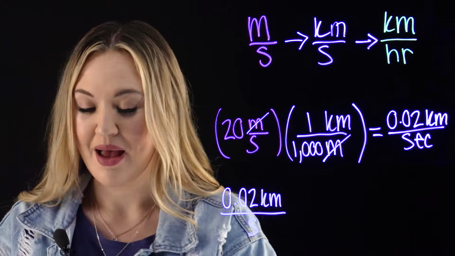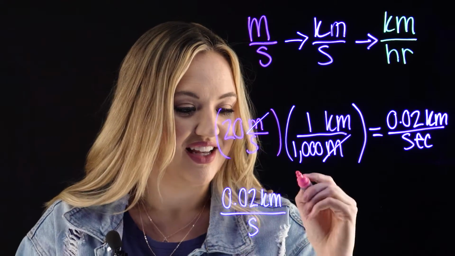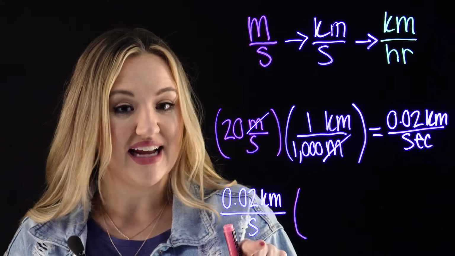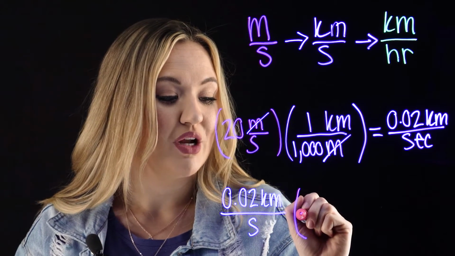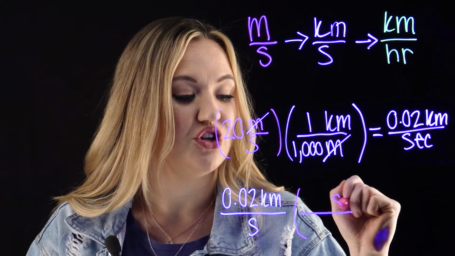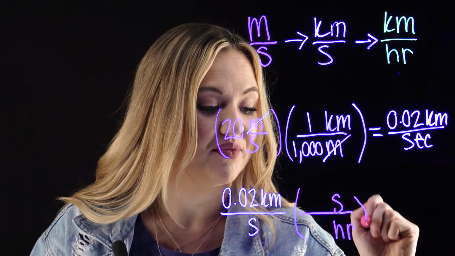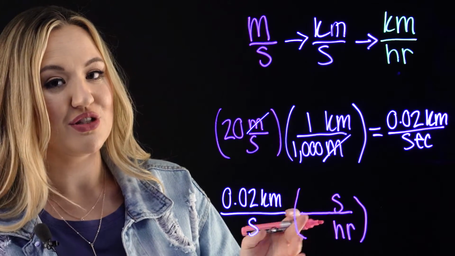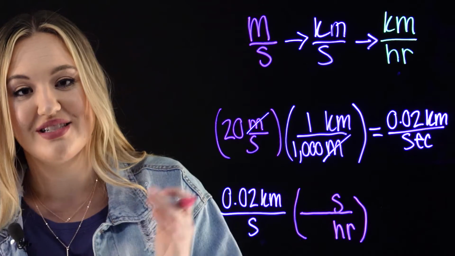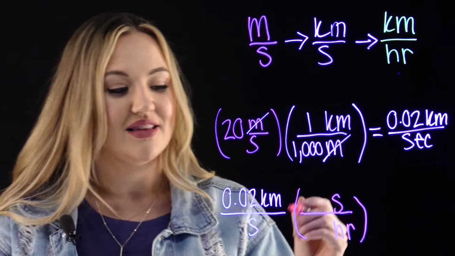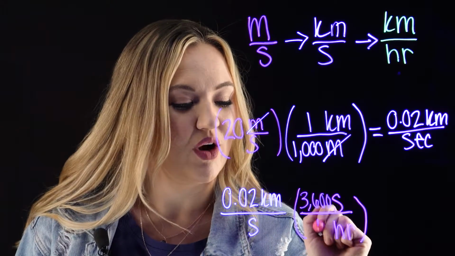And we're going to multiply by a conversion factor that has seconds canceled out. Now be careful here. Since seconds is in the denominator here, we want to multiply by a factor that has seconds in the numerator. And we're trying to get to hours, so we want hours in the denominator. Now, this is one of those you will need to know for the test. There are 60 seconds in 1 minute, and there are 60 minutes in 1 hour. So that means that there are 3,600 seconds in 1 hour.